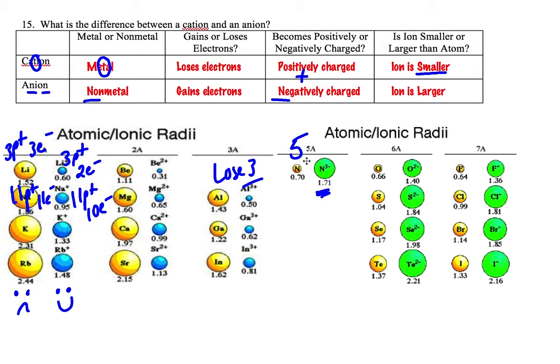If you stick 3 more electrons in that electron cloud, they're all going to repel, and they're going to spread out, and we end up with a really big ion. So the ion is larger than the atom. Larger than the unhappy atom.